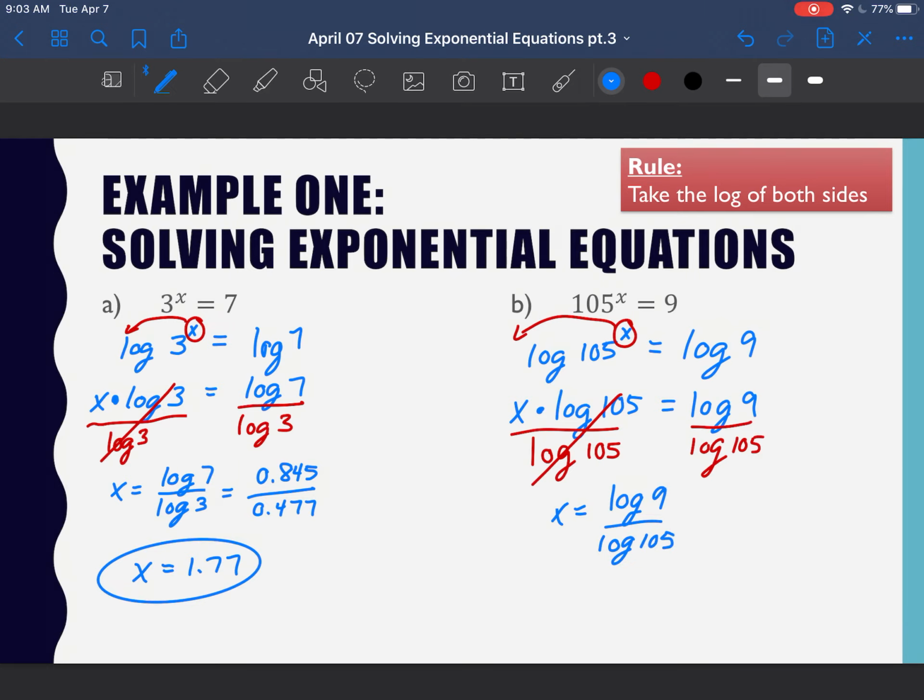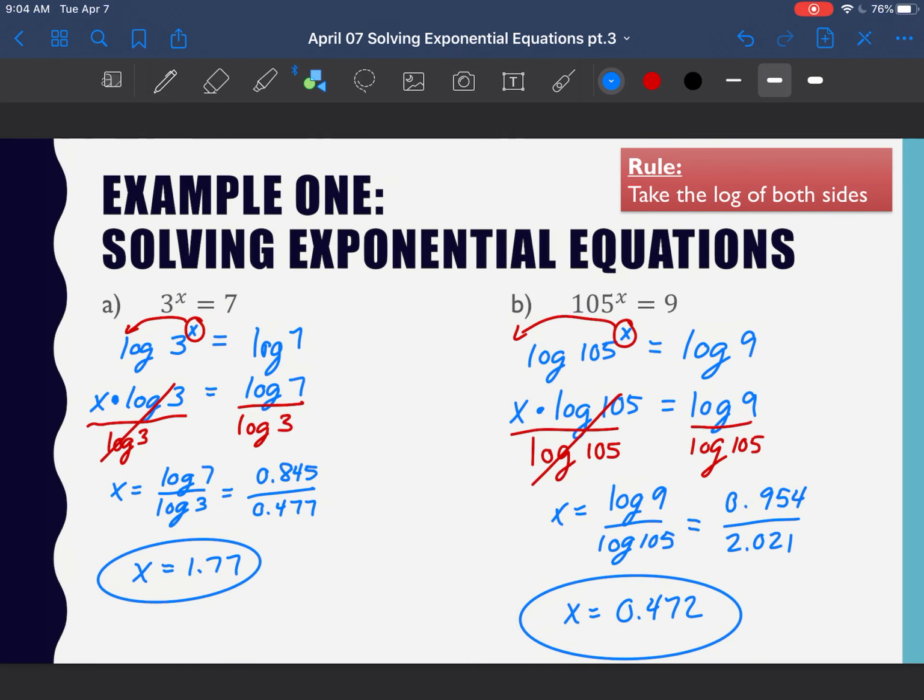Again, do not divide just yet. You have to take the log first, get decimals. So log 9 is 0.954, and log 105 is 2.021. Then your final step is to divide those decimals, so you get 0.472. So that's how you solve these problems where you can't get the same base.